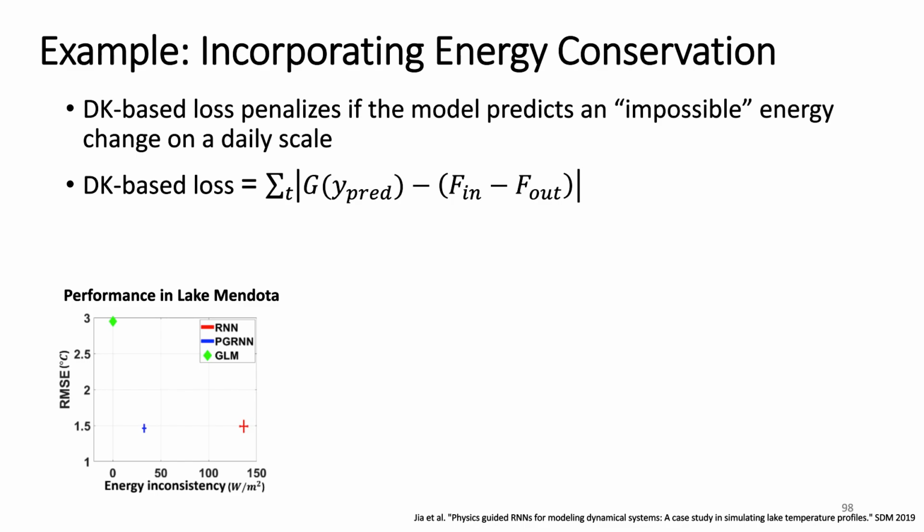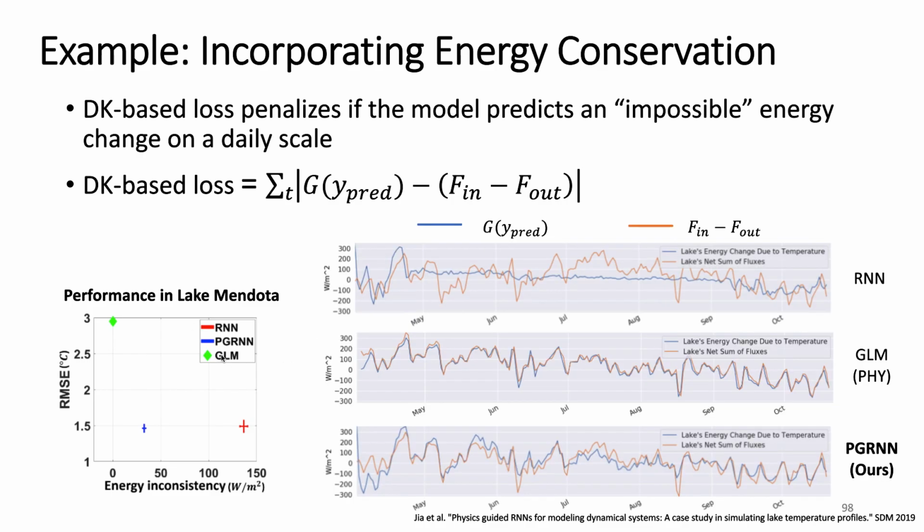So how does this method actually perform? Here we give a very simple comparison, which is also from the same paper. The authors compared three different methods, where GLM is the physics model and RNN is a typical machine learning model. PGRN is their proposed one. They compared these three models in terms of the RMSE and also the energy inconsistency.